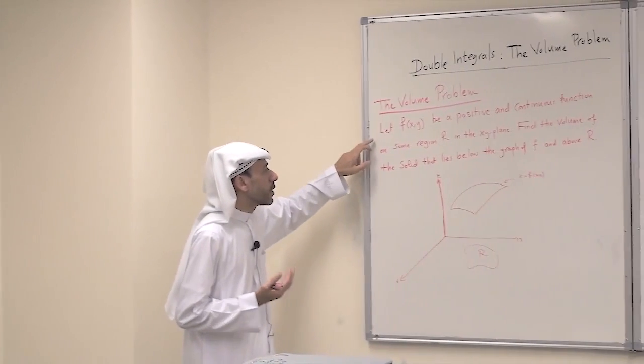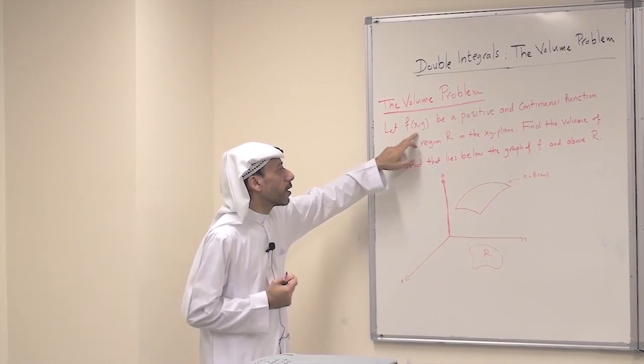Having reviewed the area problem in calculus 2, we'll introduce now integration for functions of two variables, again by introducing a geometrical problem. We'll start with a geometrical problem, and the geometrical problem is called the volume problem. So what is this volume problem? The volume problem states the following.